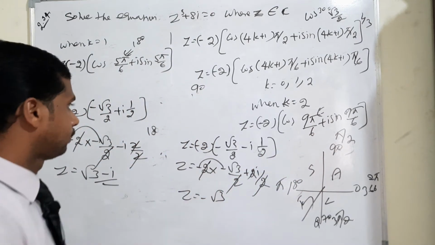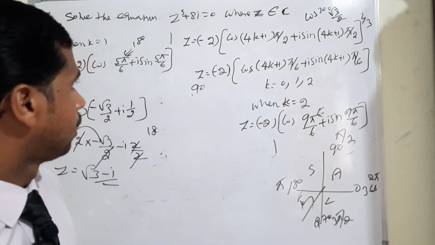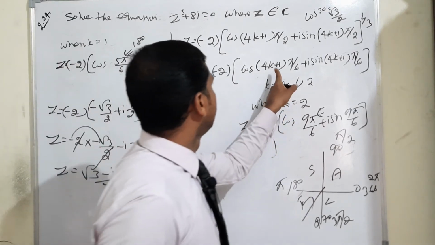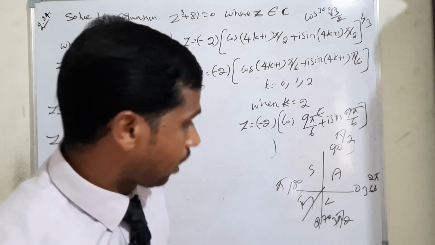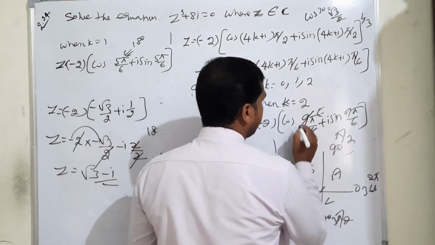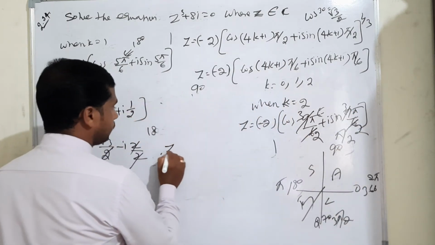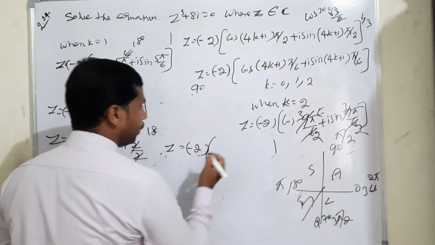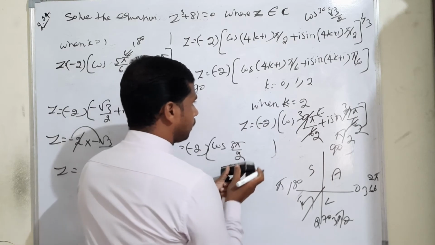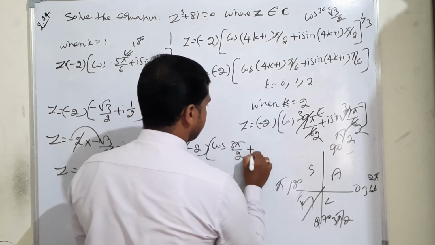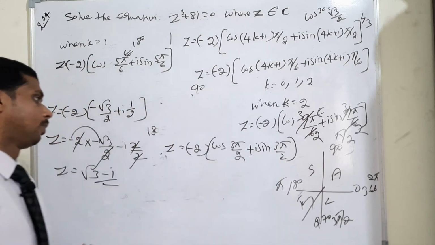Sorry my dear, one mistake is there, cut there, we change it. True value: 2 into 4 means 8, 8 plus 1 is equal to 9 pi by 6. So 9 pi by 6, we can cancel how many times? This is 3, this is 3, here also 3. After cancellation, z is equal to minus 2 into cos 3 pi by 2 plus i sin 3 pi by 2. So now it's correct, okay.